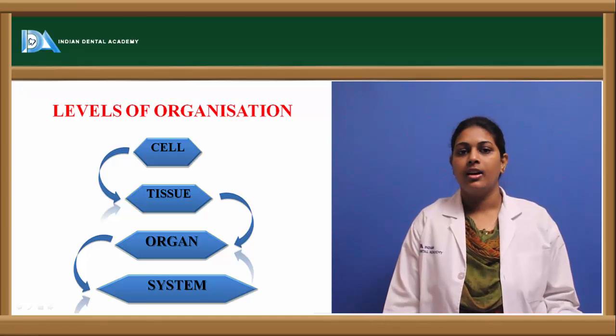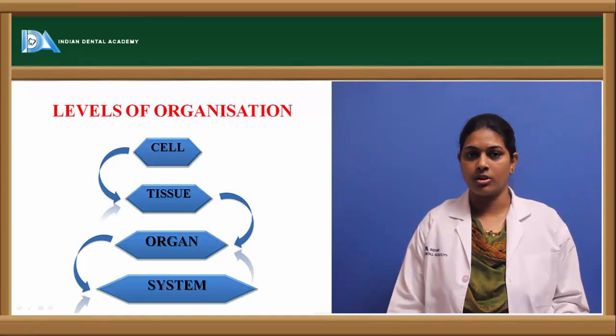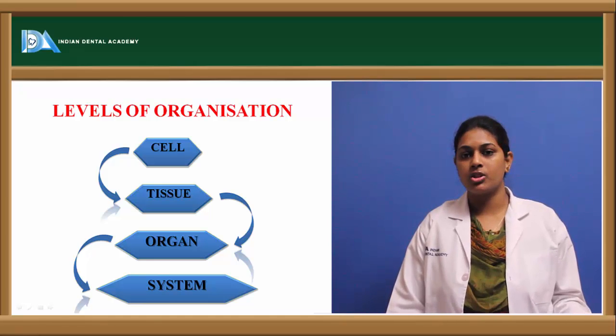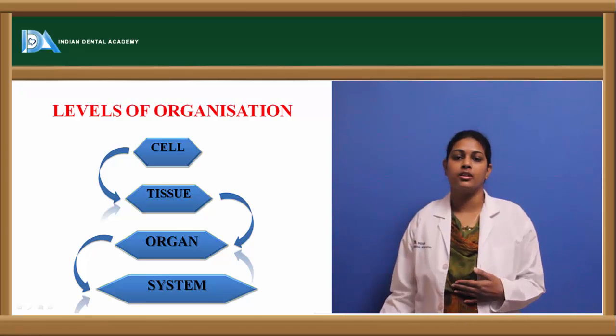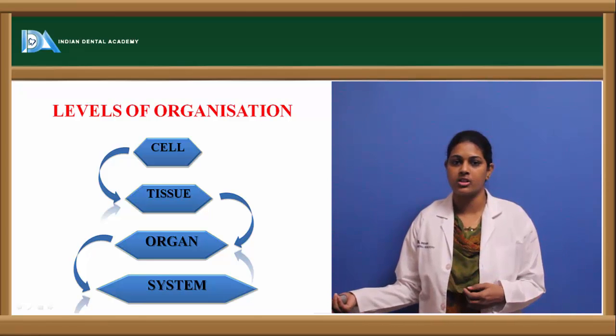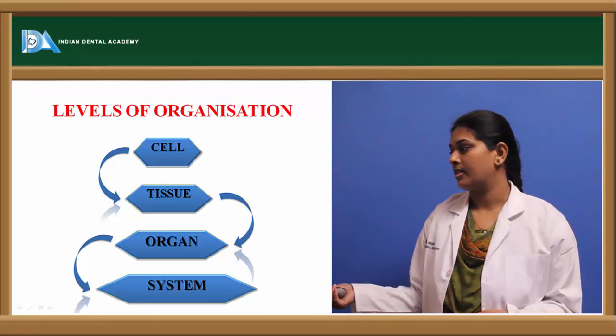considering a nerve cell, these nerve cells group into a tissue known as nervous tissue. This nervous tissue groups into an organ known as the brain, and this brain constitutes the nervous system. It could be the central nervous system or the peripheral nervous system.